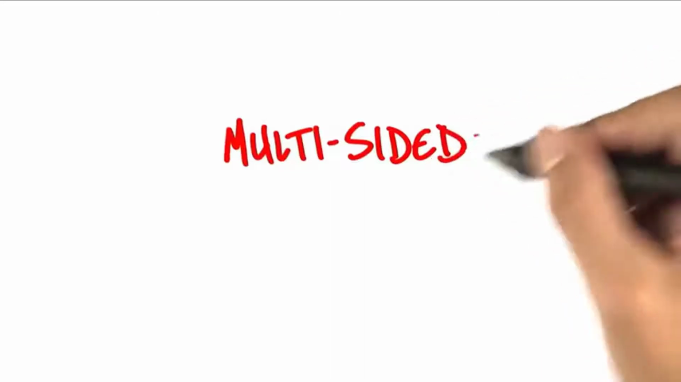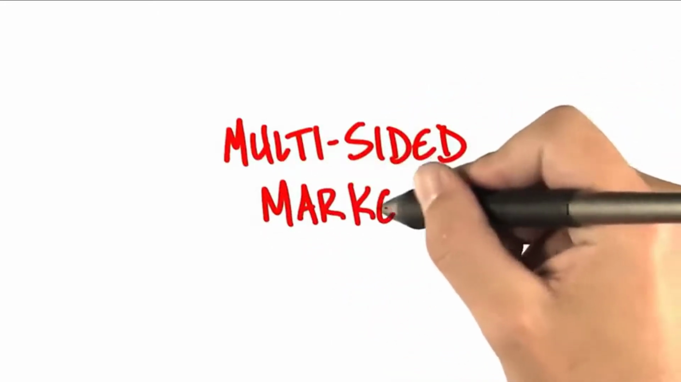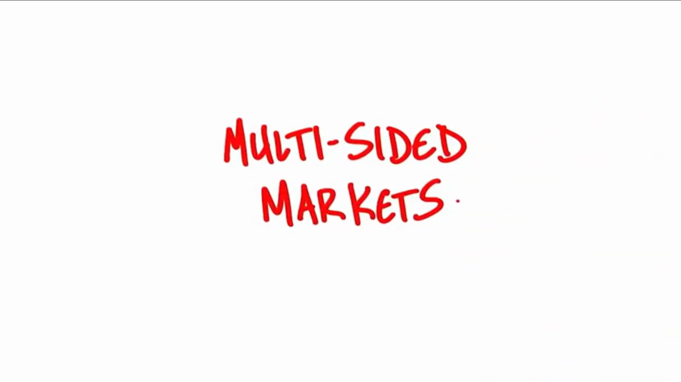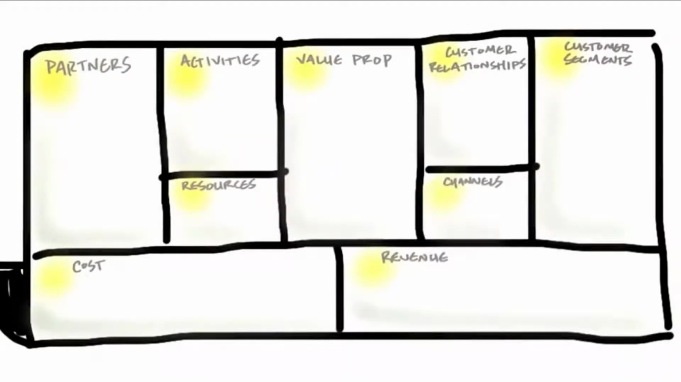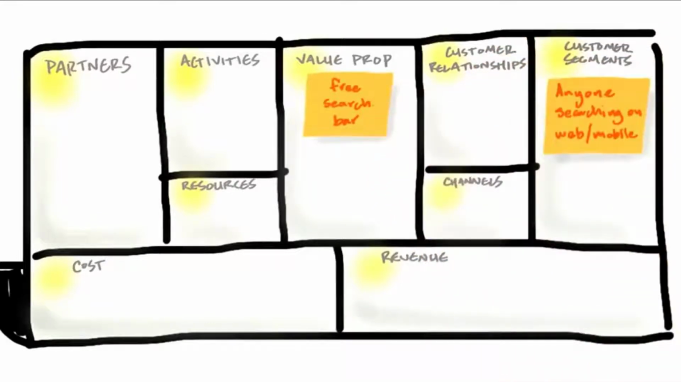Now, one other thing about the business model canvas in general, now that we've talked about customer segments, is understanding that sometimes you have multiple customers, multiple segments. And it's kind of interesting to take a look at Google as an example. So let's just take a look at Google Search. Let's think about who's the customer for Google Search. It's anyone searching on the web or mobile. And the product we have is a free search bar or a free mobile app.